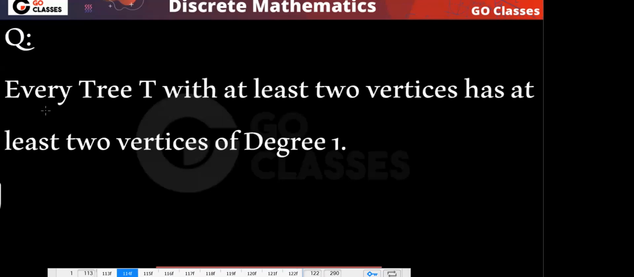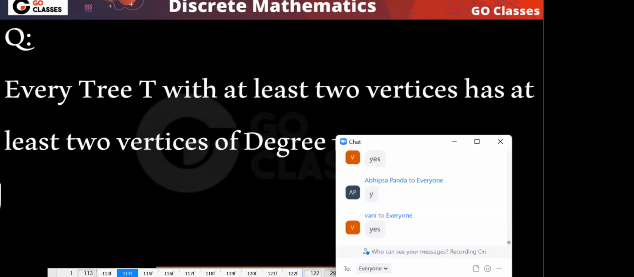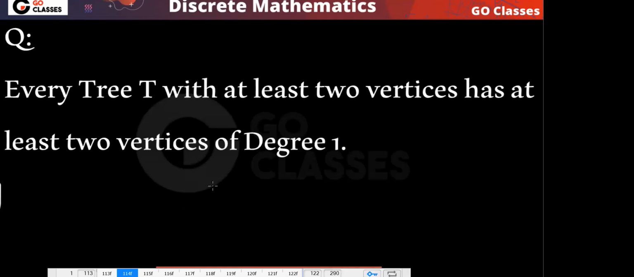Tell me about this question. Is this true? Every tree with at least two vertices has at least two vertices of degree 1. How to prove it? What is coming to your mind? To prove this, what is coming to your mind? Degree sum formula. Yes or no? Degree summation.